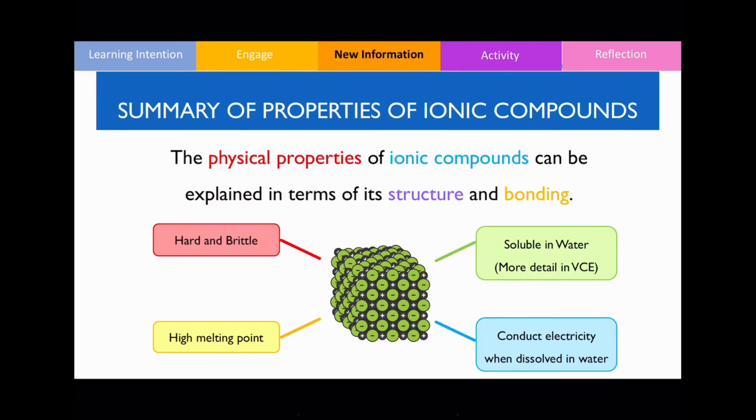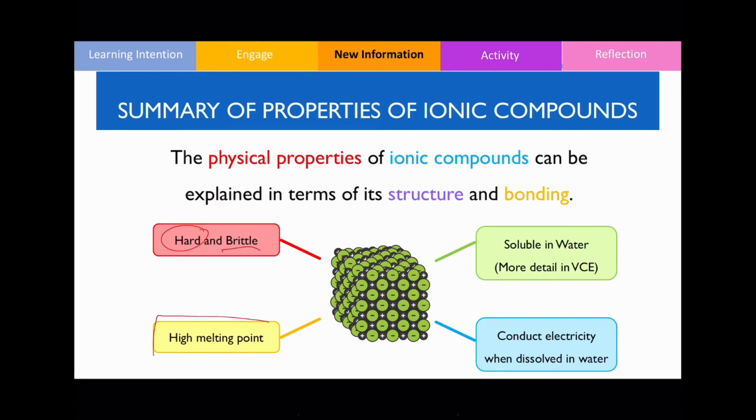Before we end this video, let's review the main properties of ionic compounds. We saw that they are hard, and the reason they're hard is because you've got these cations and anions that are highly packed together due to strong electrostatic forces of attraction. We said that they're brittle because when you apply a force, this causes the like charges to become next to each other, and therefore this causes electrostatic forces of repulsion.